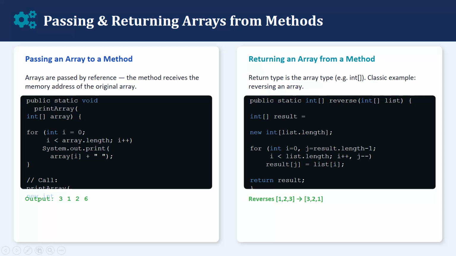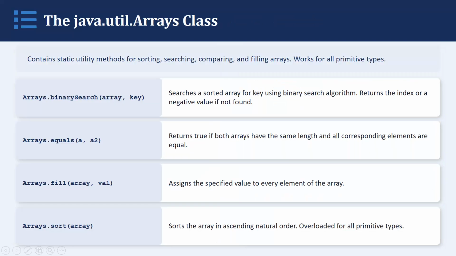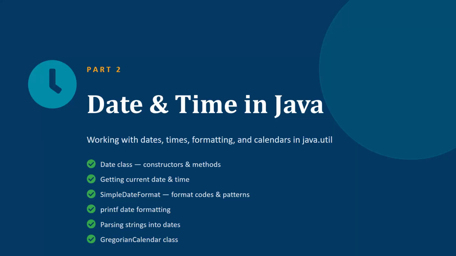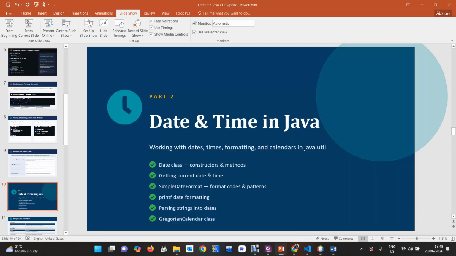Okay, so that is the reversal function. Other things is that we shall look at the Java util array classes, so that you can see how they are used, and then look at the date and time in Java, so that you can see that on the calendar. So I think in the next class we shall start from there, so that we can end our session for today.